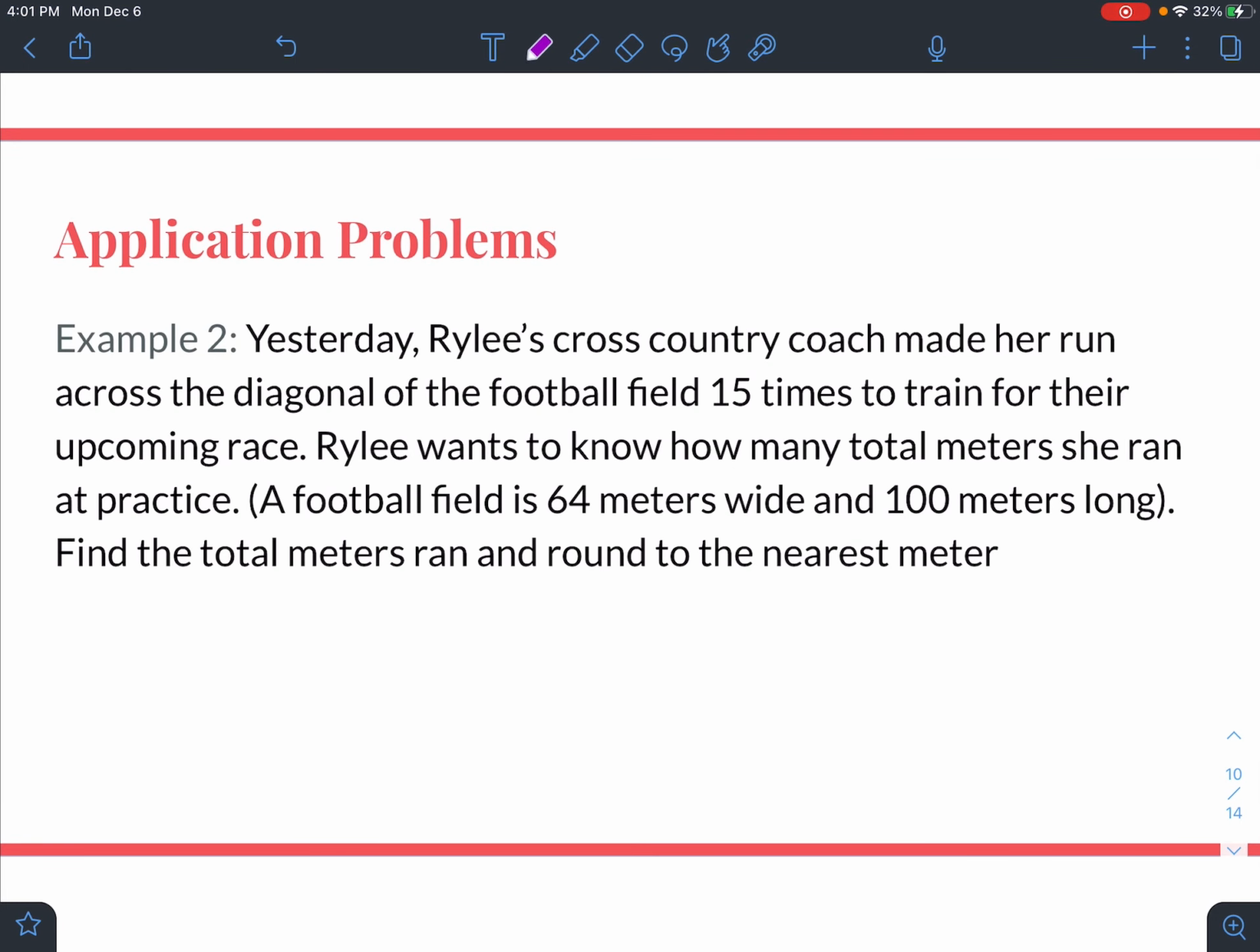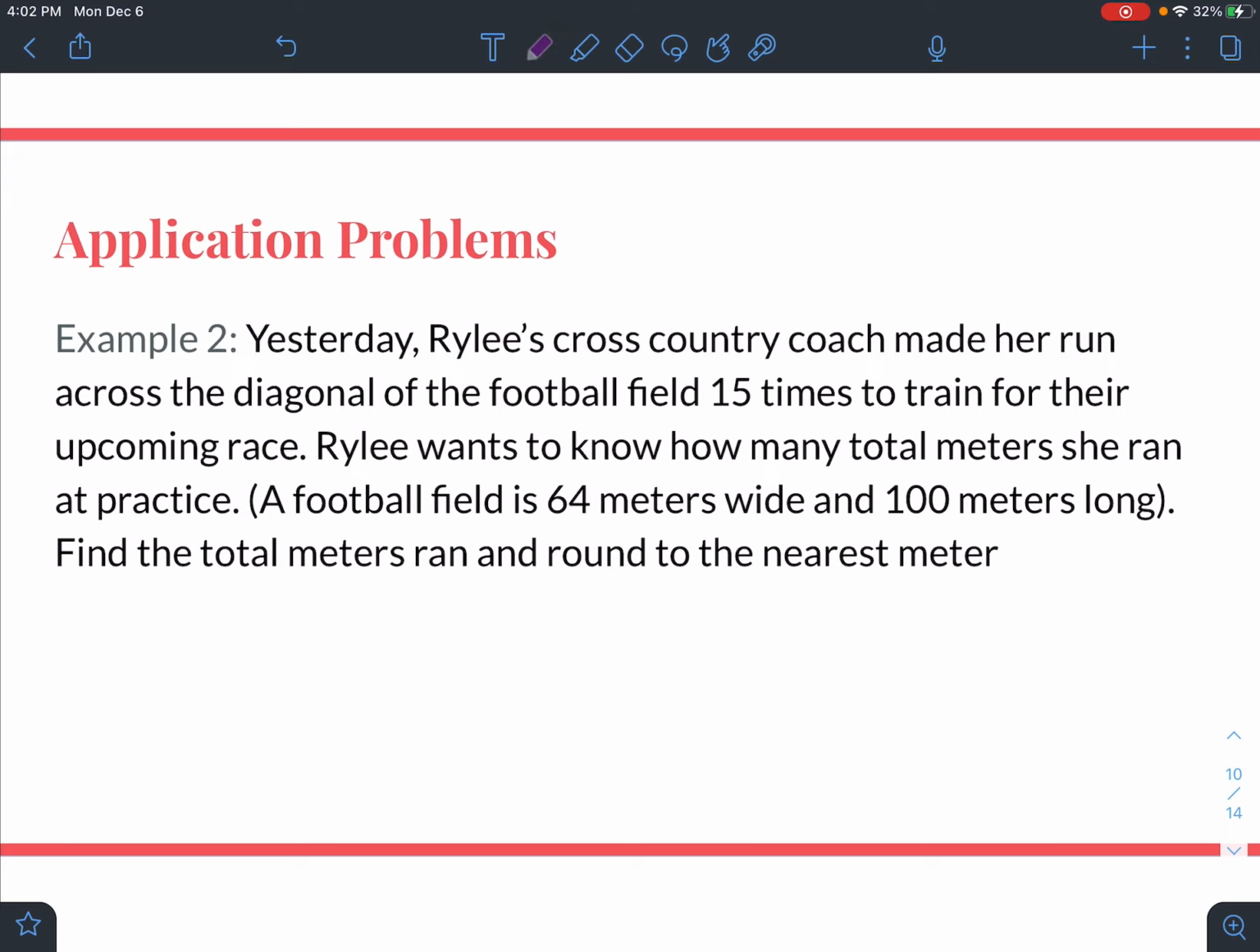Moving on to the next problem. Yesterday, Riley's cross-country coach made her run across the diagonal of the football field 15 times to train for their upcoming race. Riley wants to know how many total meters she ran at practice. A football field is 64 meters wide and 100 meters long. Find the total meters ran and round to the nearest meter.